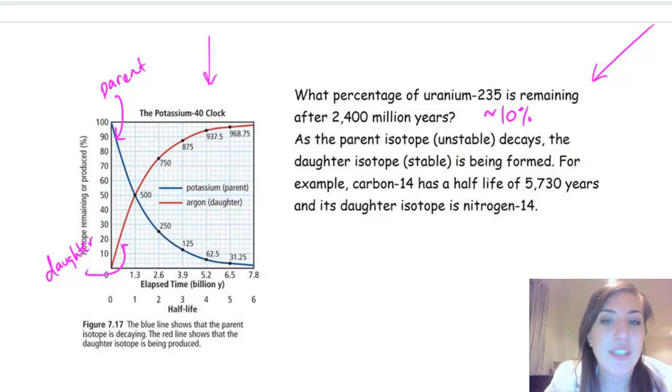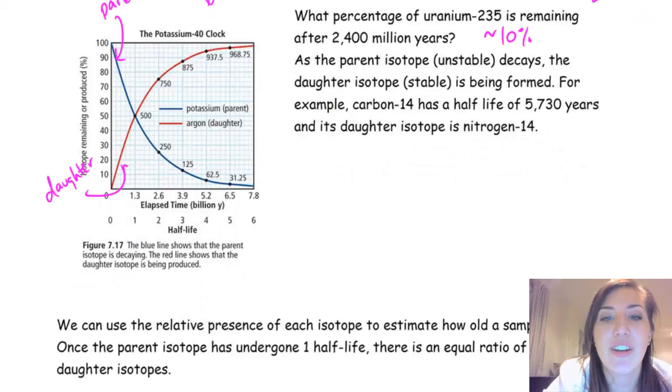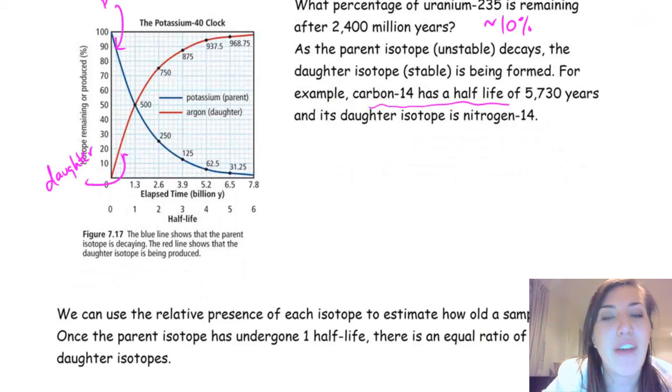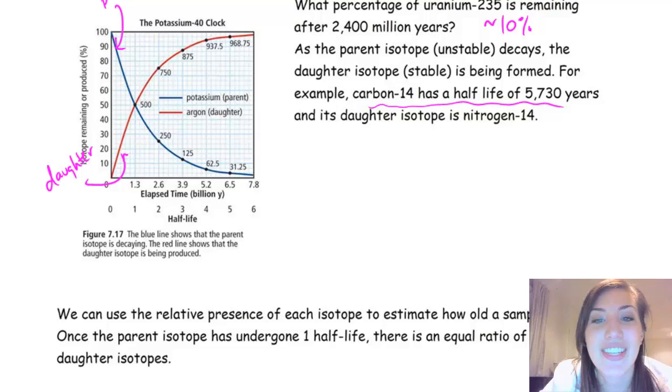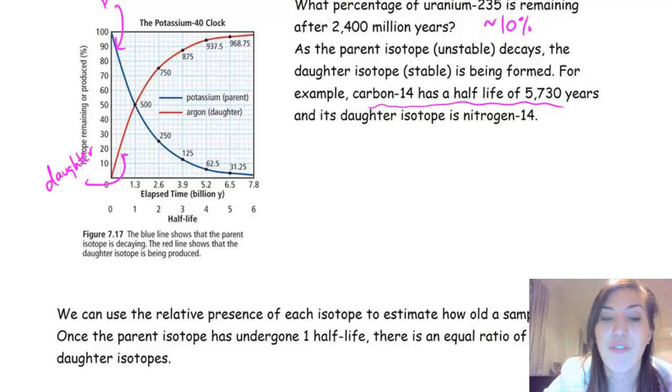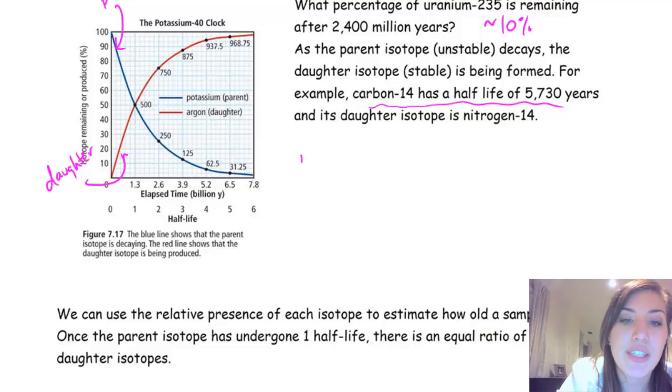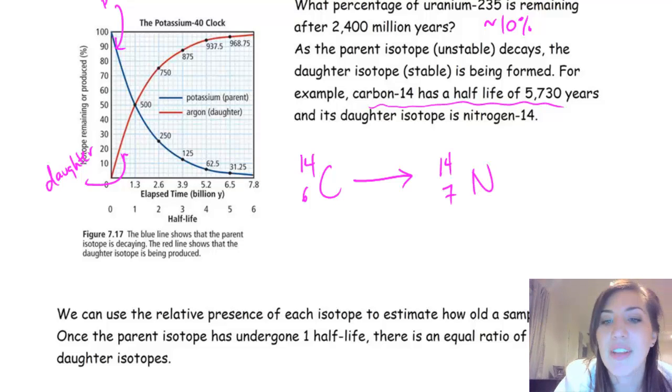So let's look at a different example. We're going to talk about carbon-14 a bit today. We see here carbon-14 has a half-life of 5,730 years, and its daughter isotope is nitrogen-14. So we can actually write this as a formula. We have carbon-14. We know carbon has 6 neutrons, and that turns into nitrogen. And that one has 7 neutrons.